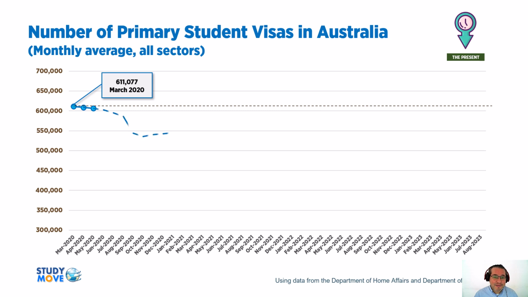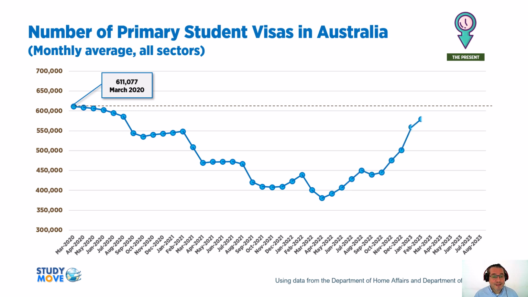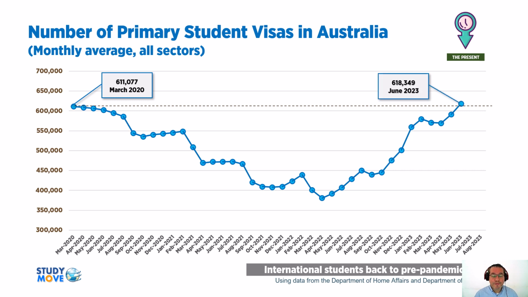As expected, and unfortunately we all know this story, with the closing of borders and the challenges created by COVID, we saw a significant decline that reached the bottom in April 2022. But since then, we have seen a very impressive recovery of the international education sector and the number of student visa holders. In fact, it was in June this year that we reached the same levels that we had before the pandemic. That's a remarkable, speedy recovery, and I should say also quite unexpected.